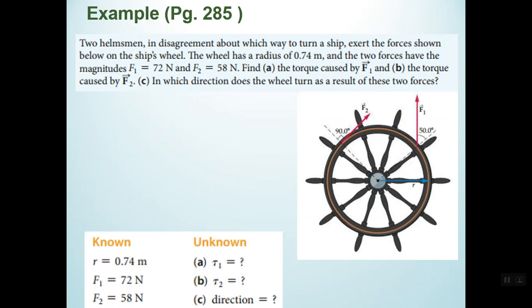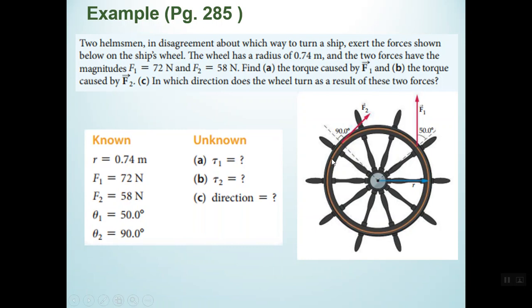From this example, we have the radius of the wheel equal to 0.74 meter. The magnitude of the force F1 in this direction is equal to 72 Newton, and there is F2 in this direction, and its magnitude is equal to 58 Newton.